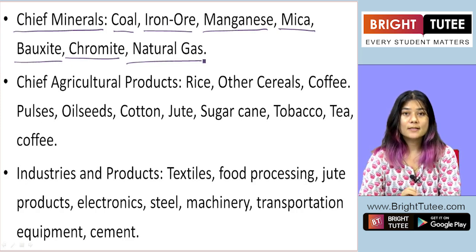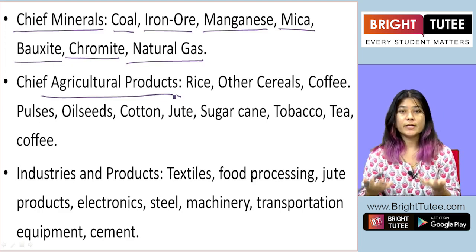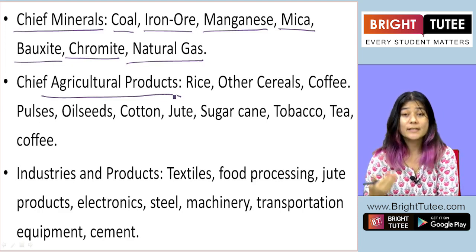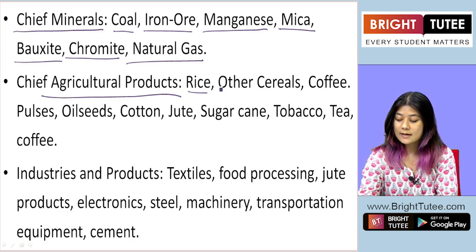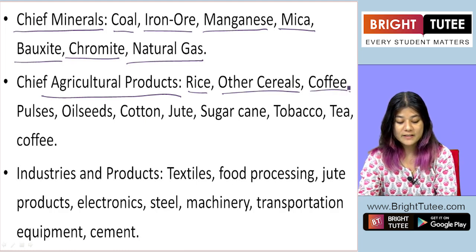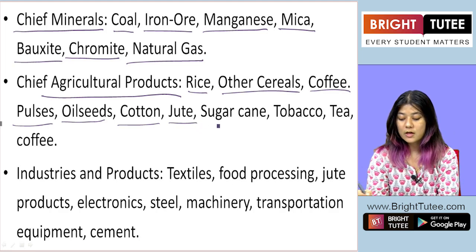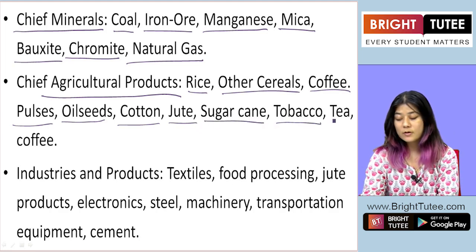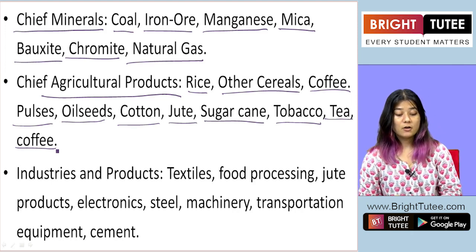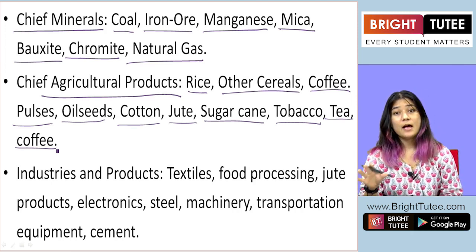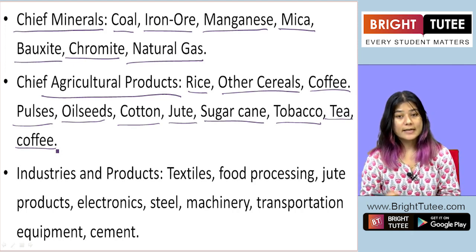Now let us look at some of the agricultural products which are grown in India. Okay, like what kind of crops, what kind of grains. So they are rice, other cereals, coffee, pulses, oilseeds, cotton, jute, sugarcane, tobacco, tea, and again coffee, which we have already mentioned. Okay, so these are some of the agricultural products found or grown in India.